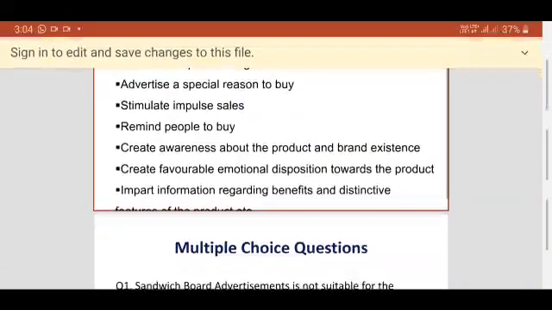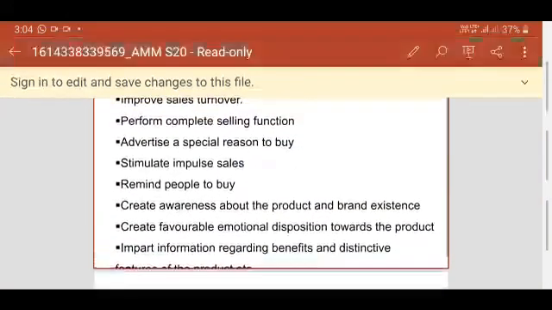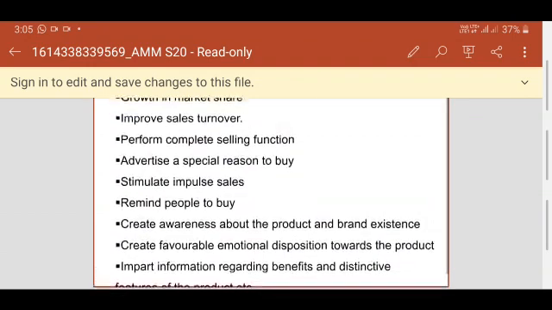Next, it creates a favorable emotional disposition towards the product. That means by showing again and again a particular chocolate or ice cream to your children, definitely they will have an emotional or tasty interest, or some products will create emotion. For example, wishing to a wife, or Red Label tea. These are all making some kind of emotional disposition to the product.